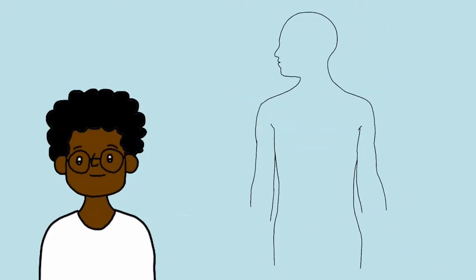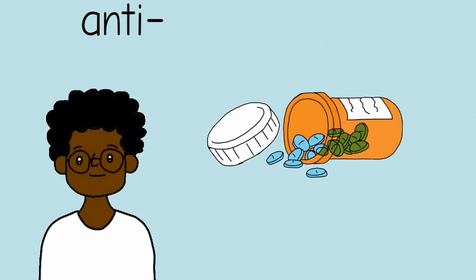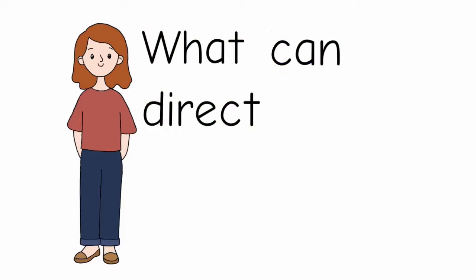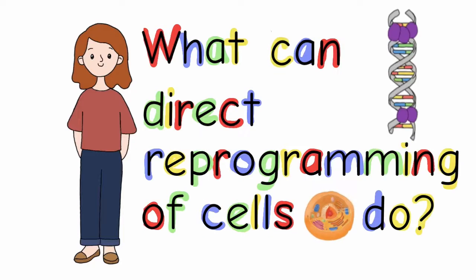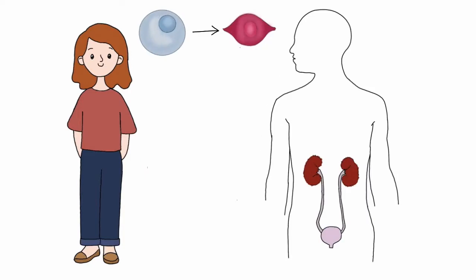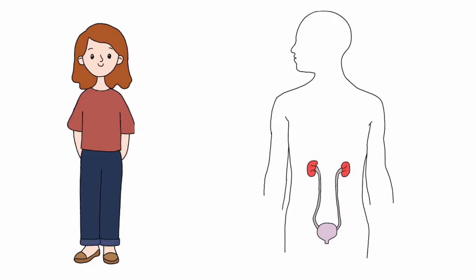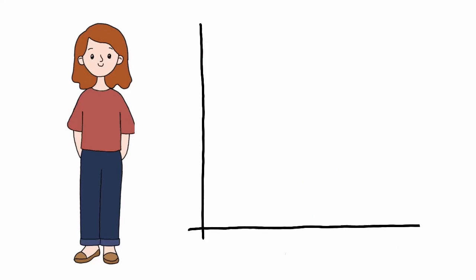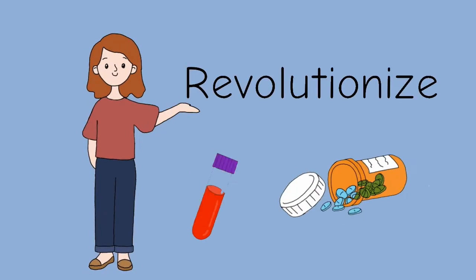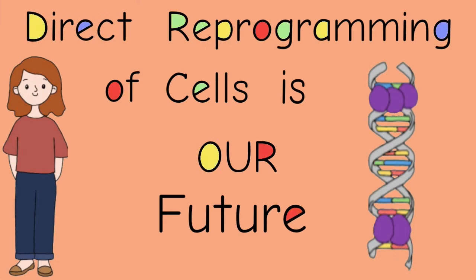transplants. When the body recognizes something foreign, its response is to eliminate it. Even with anti-rejection drugs, this is still a risk for transplant patients. Future implications of direct reprogramming create the possibility of regenerating injured tissue and even organs. By introducing the necessary cells back into the body, it would have the capability to grow new organs, drastically reducing the need for transplants. This would revolutionize regenerative medicine. Direct reprogramming of cells is our future.